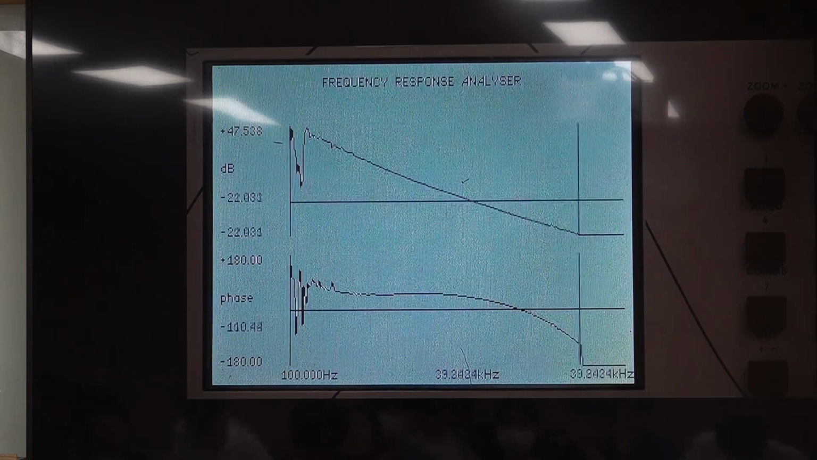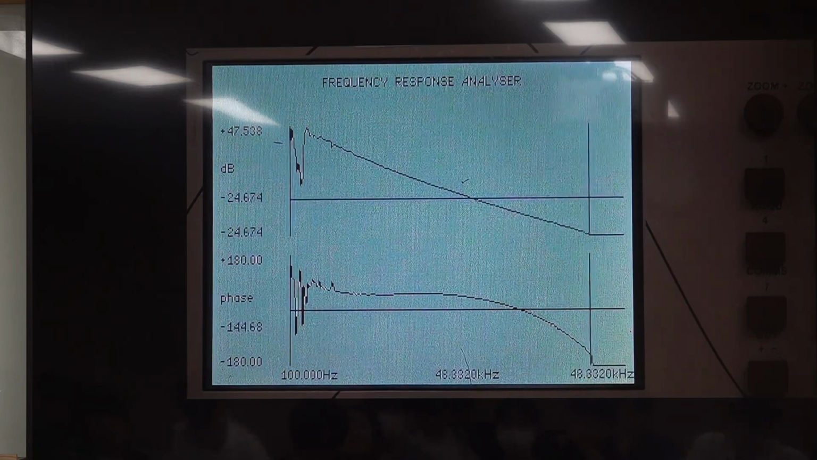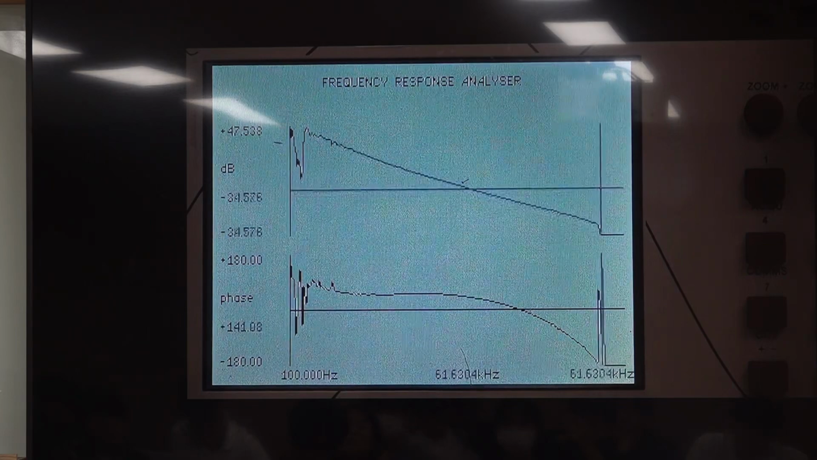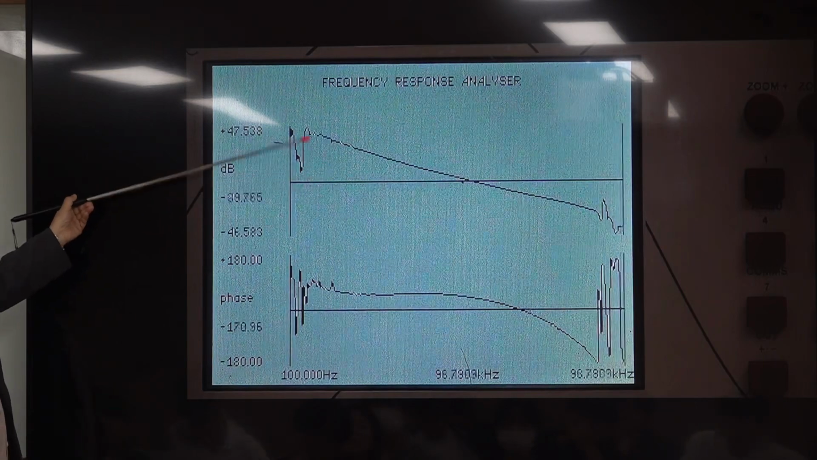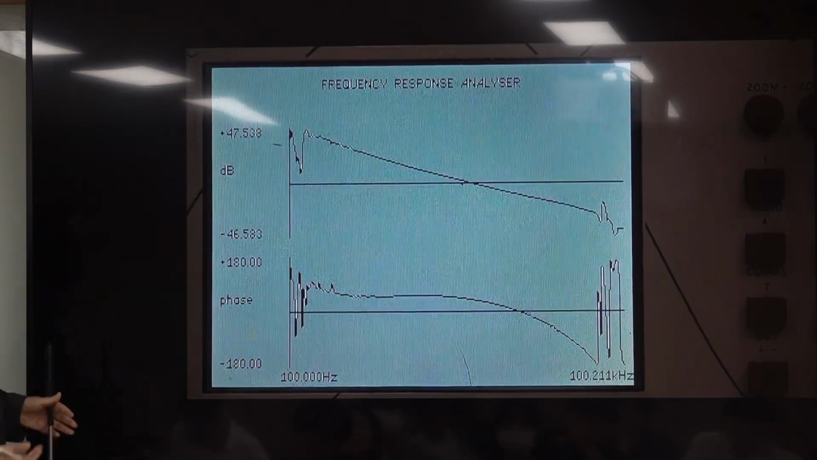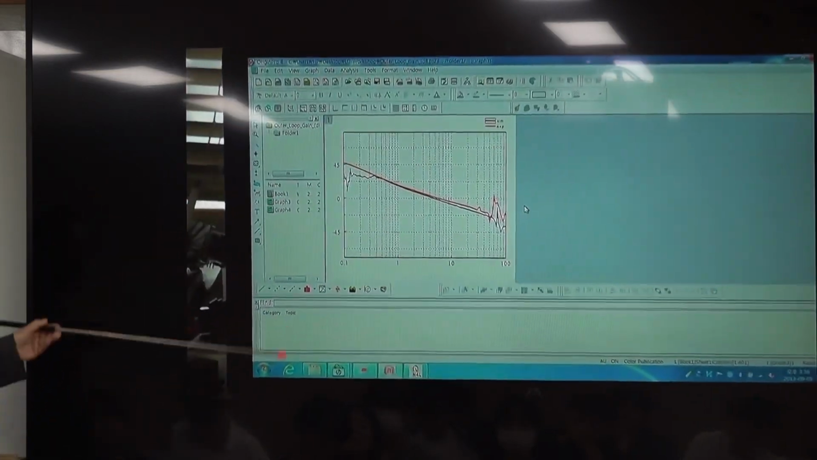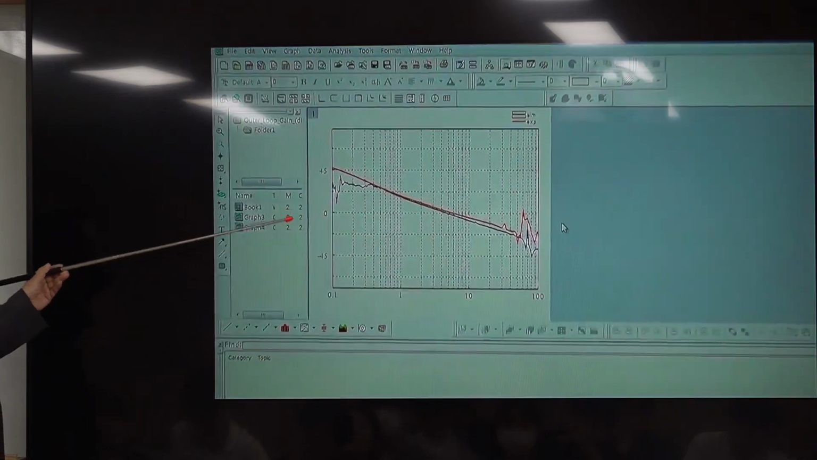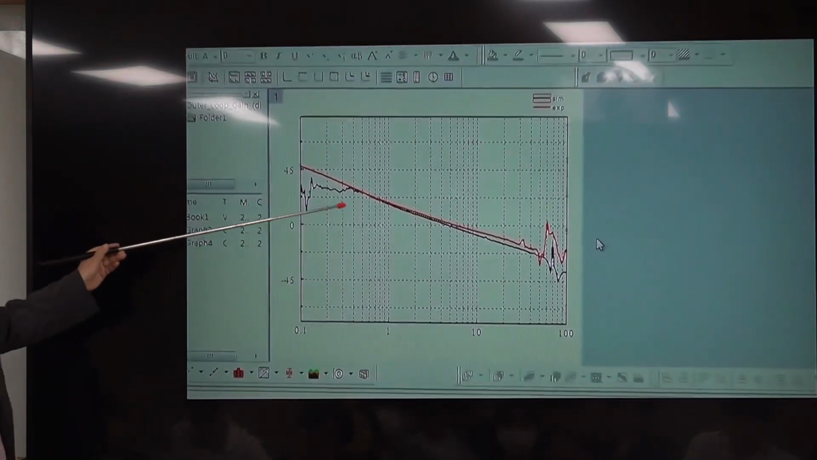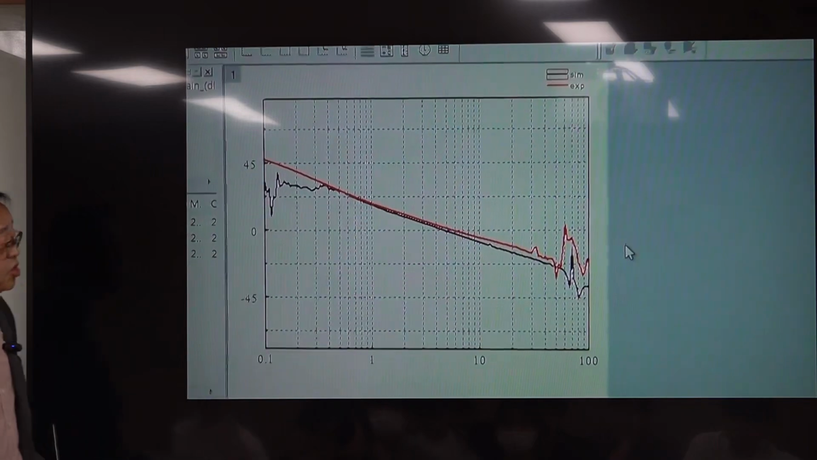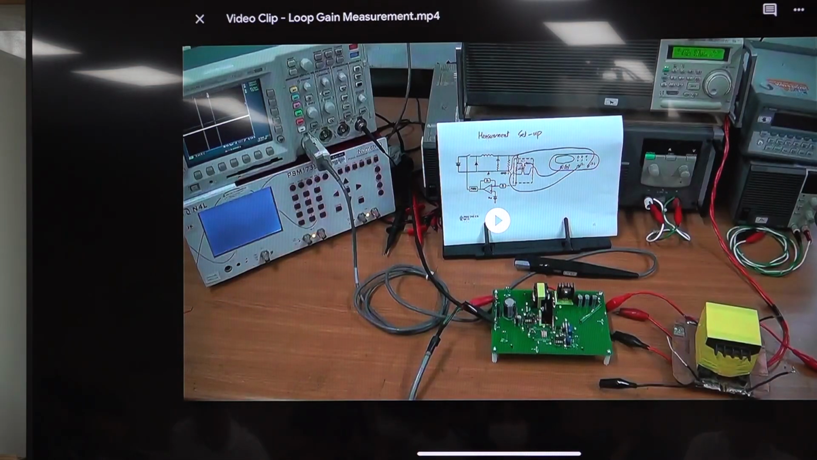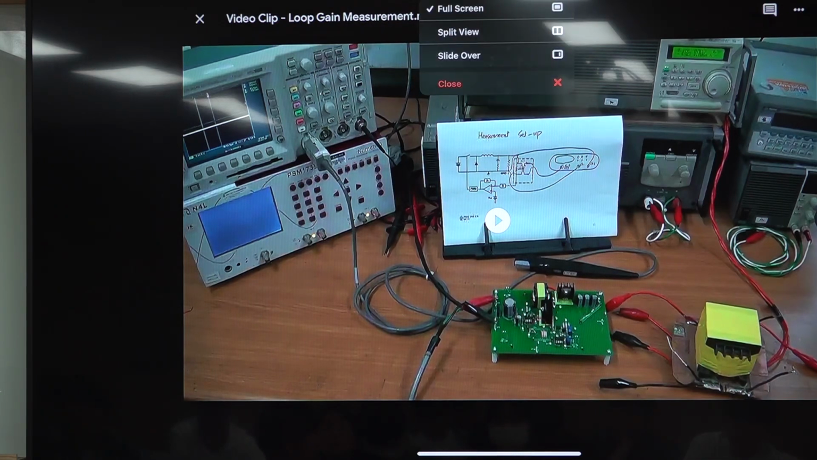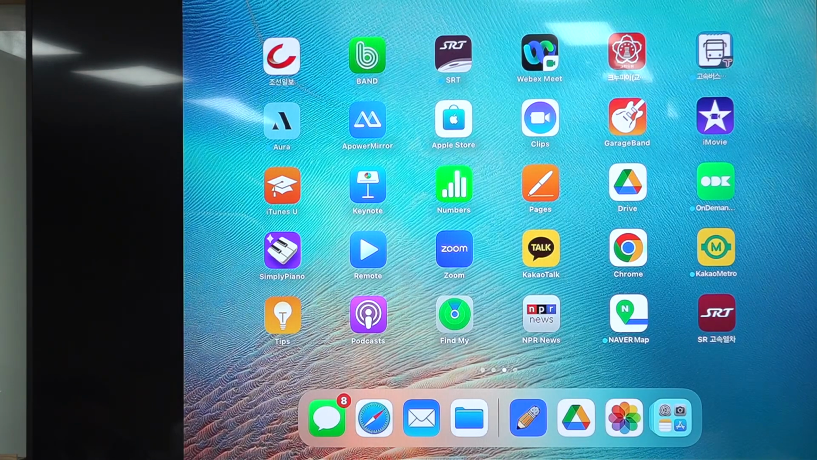All right, it's almost done. I think this is the 0 dB line. It's moving, and it's done. Okay, and this is a comparison with measurement. This is a theoretical curve. This red one is generated by the computational method. The other one is the measured one. Okay, so it's the end of this show.